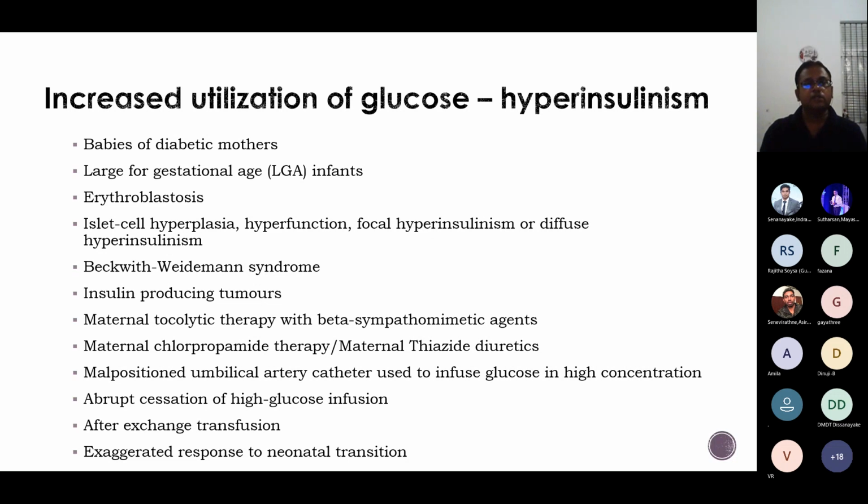And then maternal treatments like chlorpropamide, thiazide diuretics, and misplaced umbilical artery catheters. And if you stop the high concentration of glucose abruptly after exchange transfusion, and as an exaggerated response to neonatal transition.